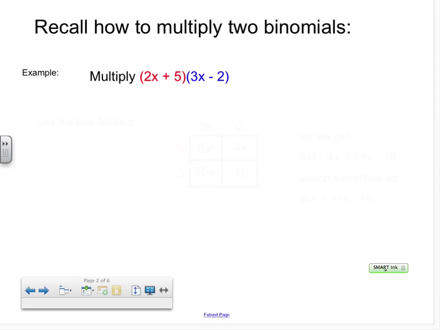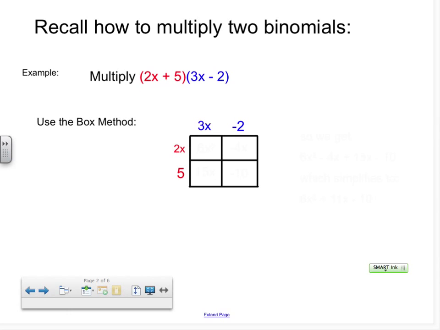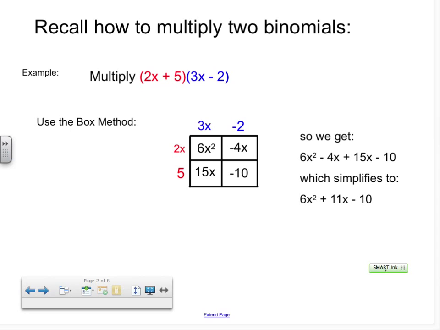Recall, when we were multiplying two binomials, for example, 2x plus 5 times 3x minus 2, we'd use the box method, right? You'd put one of the factors on the width of the box and one of the factors on the height of the box. So we'd put 2x plus 5 on the height, 3x minus 2 on the width, and then we'd multiply inside each box. 3x times 2x, 6x squared.